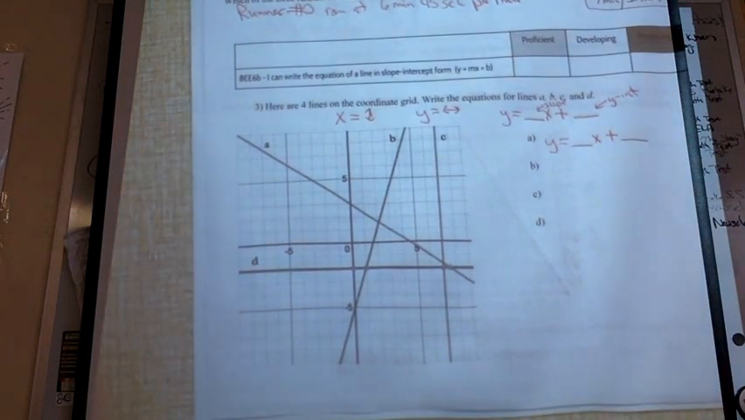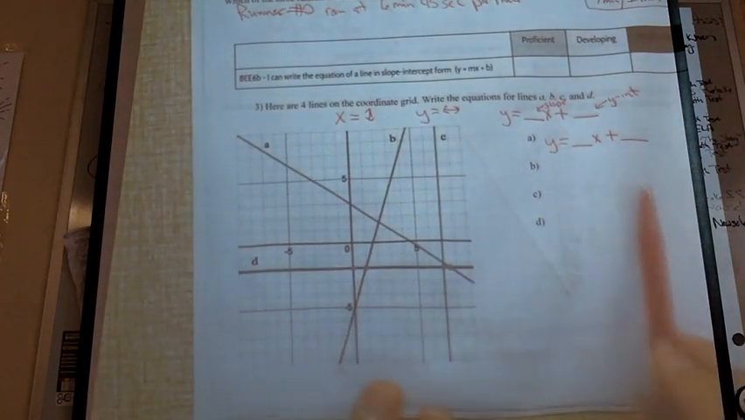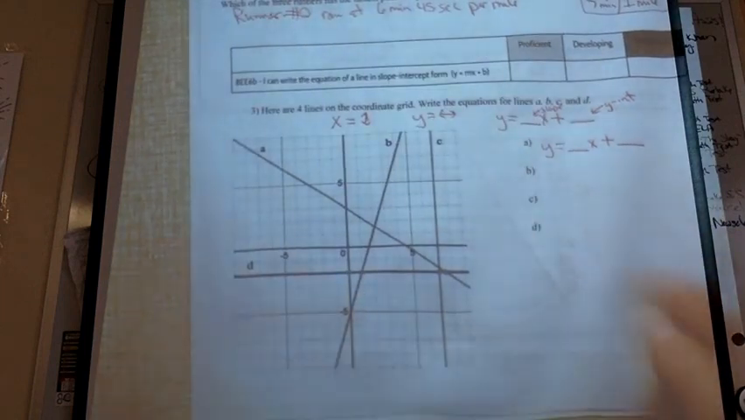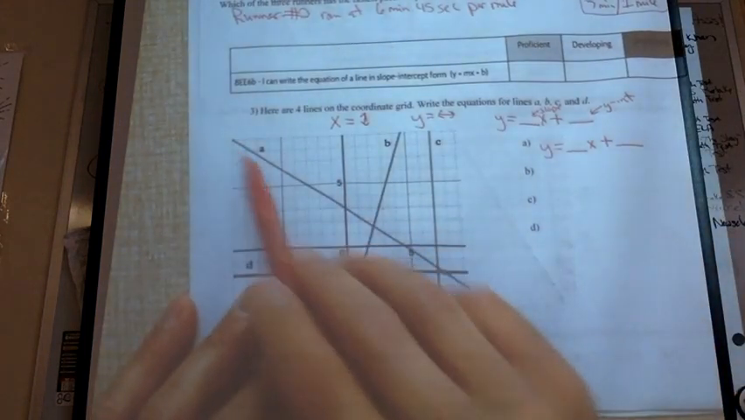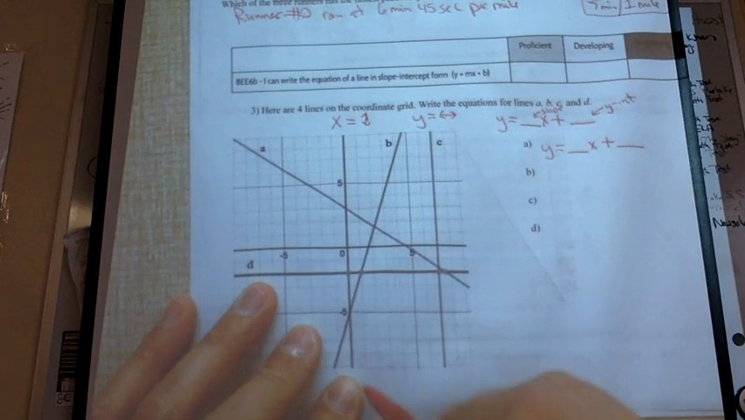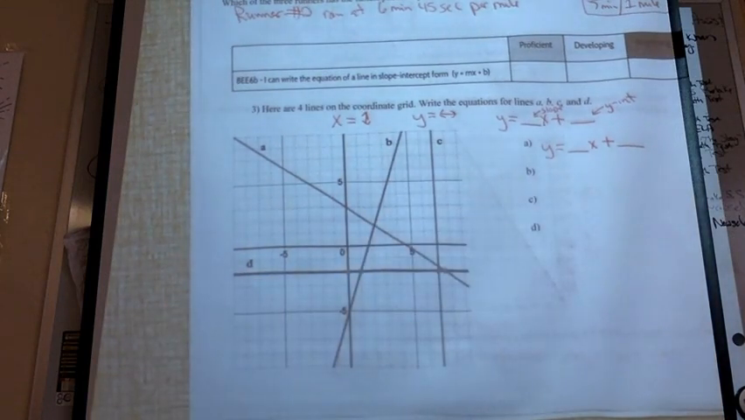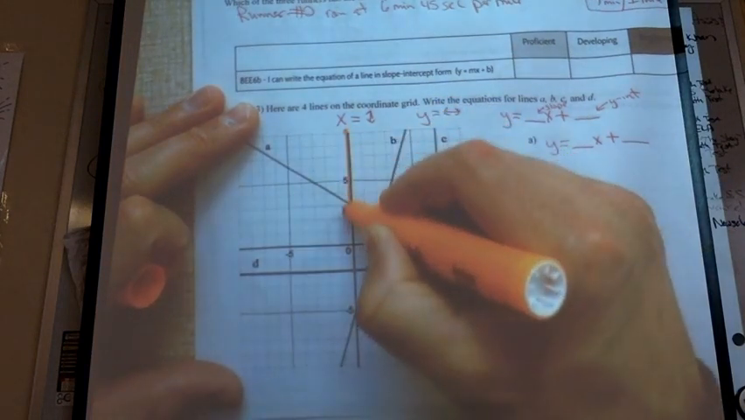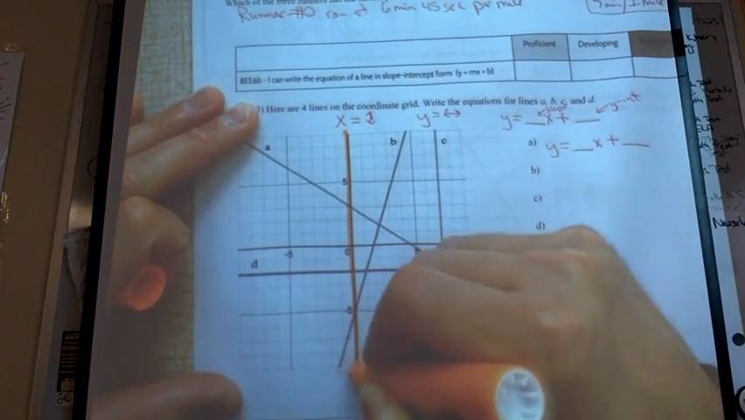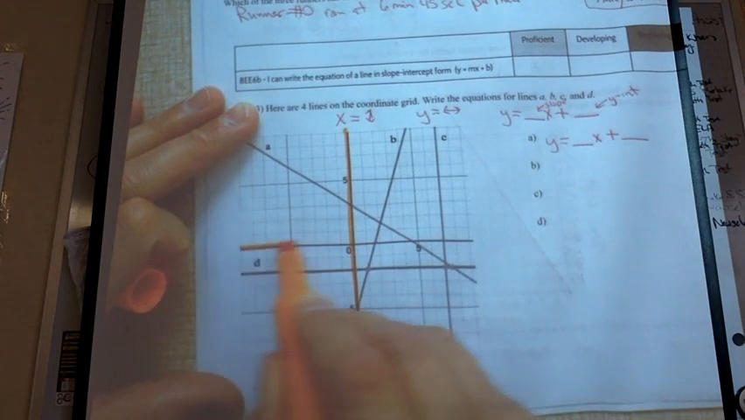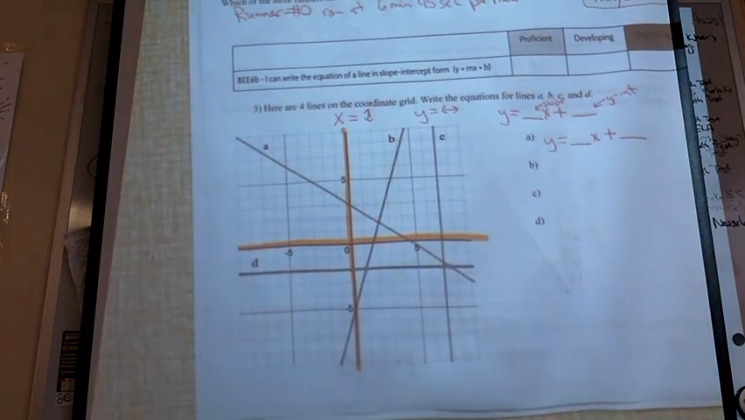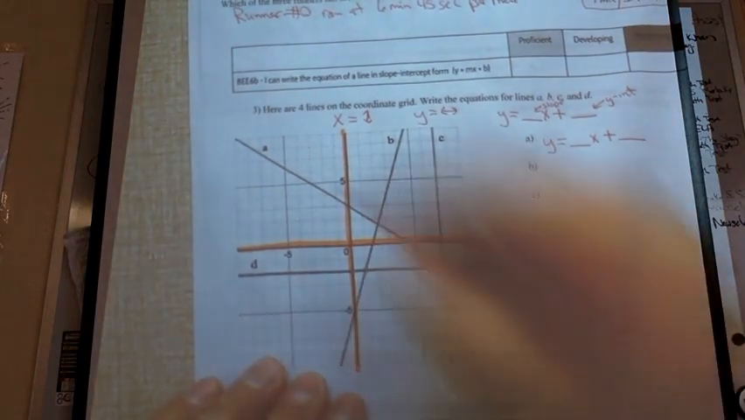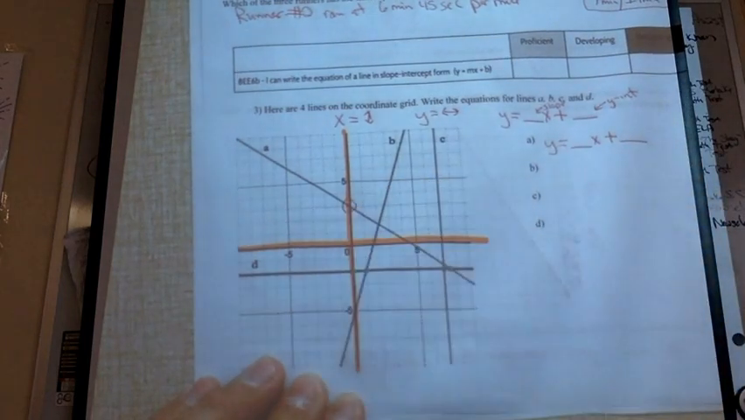So the first thing that we need to do, my easiest thing, is find where it crosses the y-axis. So here's our line, and here's our y-axis. And what I'm going to do is highlight my y-axis and my x-axis, just to kind of keep everything straight. So line A crosses right here.